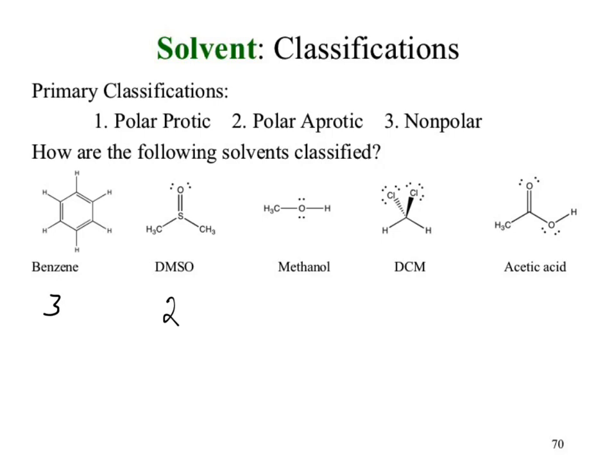Methanol. Okay, it is polar. Big tip-off, we see the oxygen. It is protic because we see that hydrogen next to it. DCM.